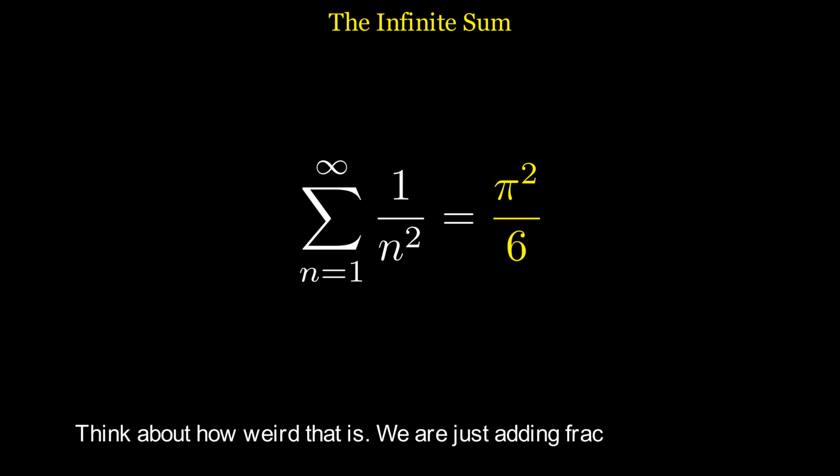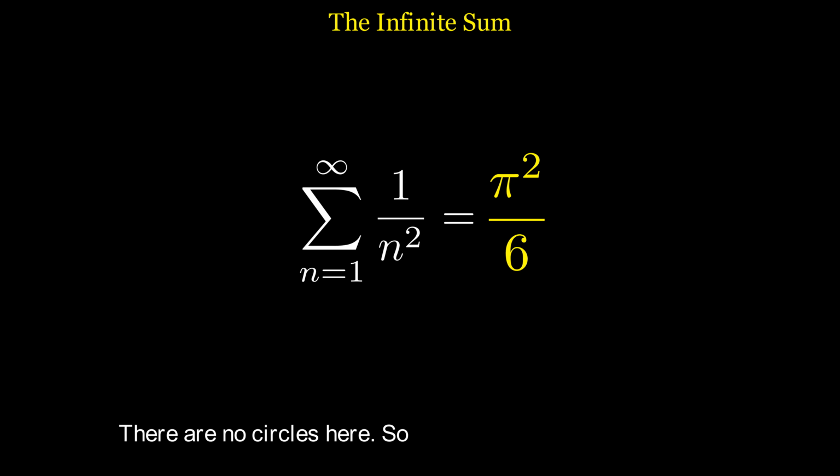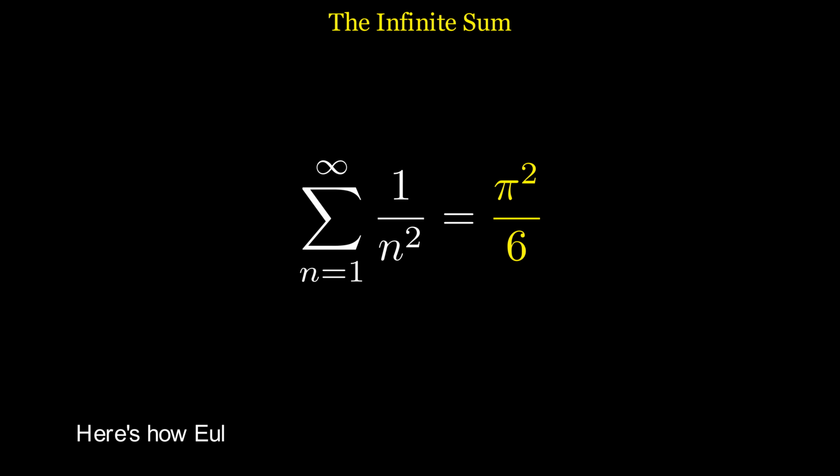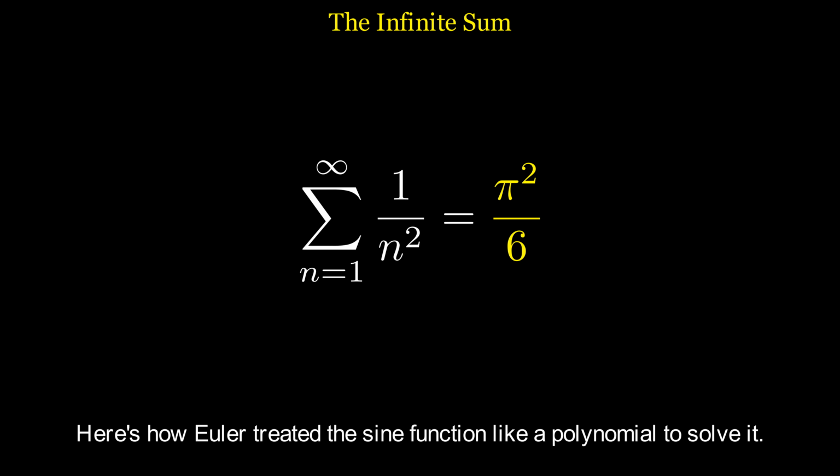Think about how weird that is. We're just adding fractions of squares. There are no circles here, so why on earth does pi show up? Here's how Euler treated the sine function like a polynomial to solve it.